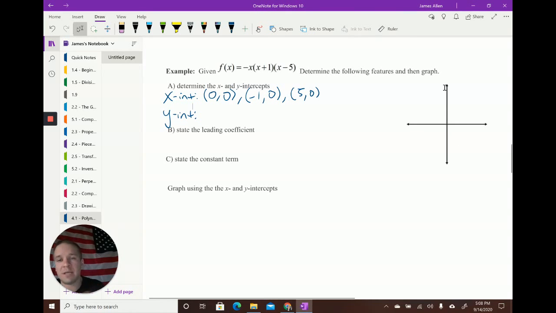So if I plug 0 in, I'm going to get 0 out. And anytime you end up having 0, 0 for an x-intercept, it ends up being your y-intercept. But if I plugged in 0 here, 0 times anything, this is going to be 0. I don't even have to worry about anything else.